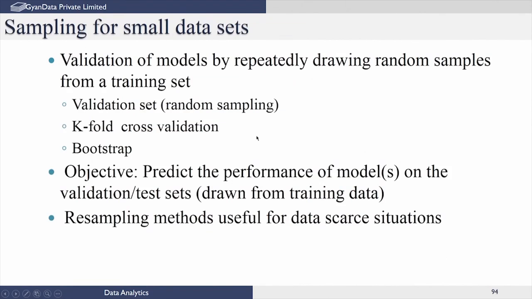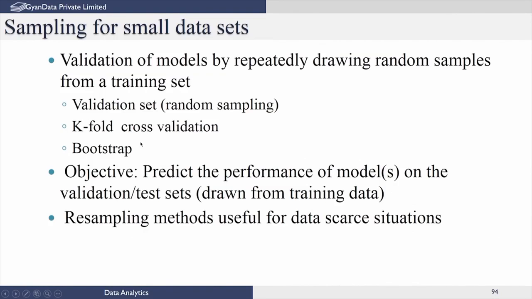All this is good if you have a large data set. What happens when you have an extremely small data set and you cannot divide it into training and validation sets? You do not have sufficient samples for training. Typically you need a reasonable number of samples in the training set to build the model. Therefore, in this case we cannot divide it into a 70-30 split, and you have to use some other strategies.